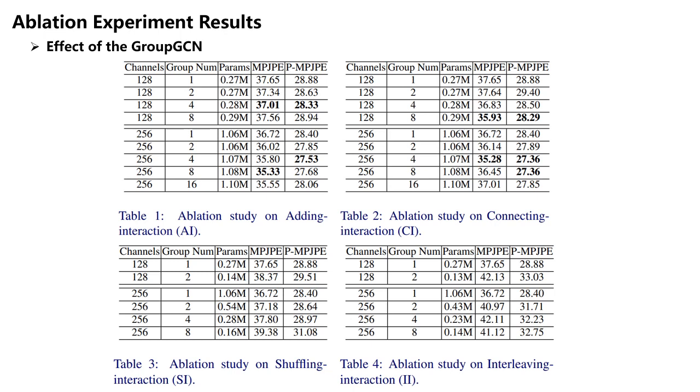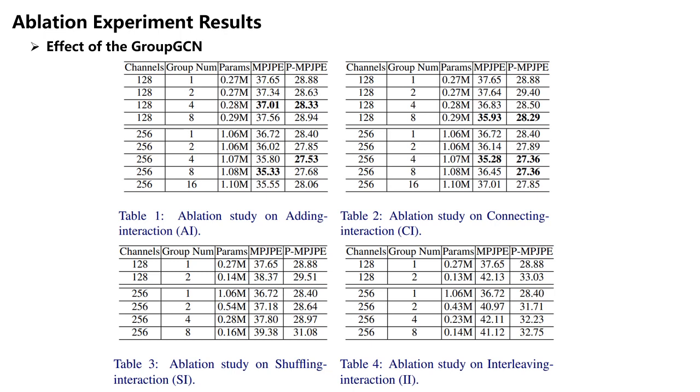It is found that both adding interaction and connecting interaction are superior to shuffling interaction and interleaving interaction. Adding interaction and connecting interaction improve upon the baseline by a large margin while only increasing a few parameters. However, shuffling interaction and interleaving interaction perform worse than the baseline. Adding interaction and connecting interaction are used as our default setting in the following discussion.